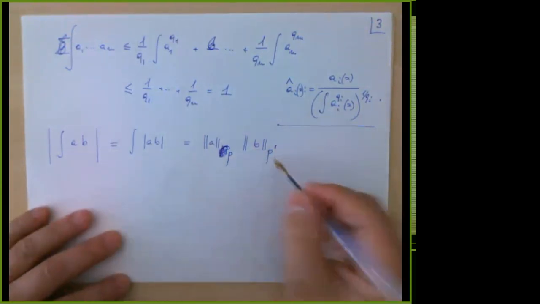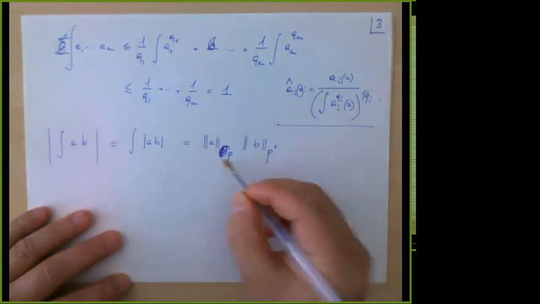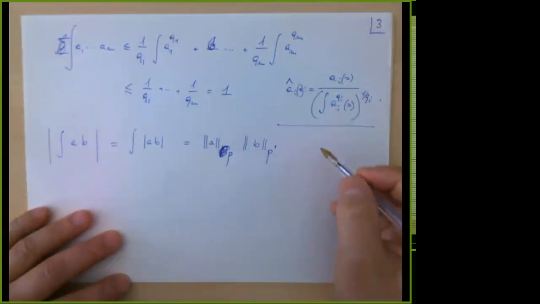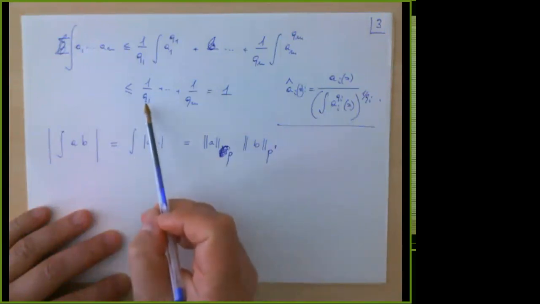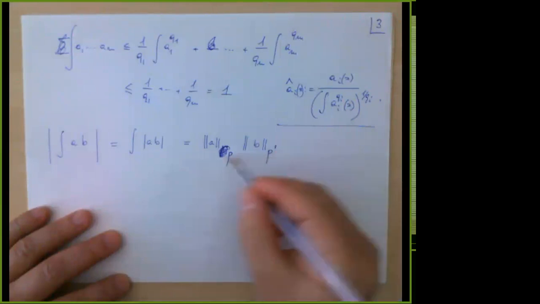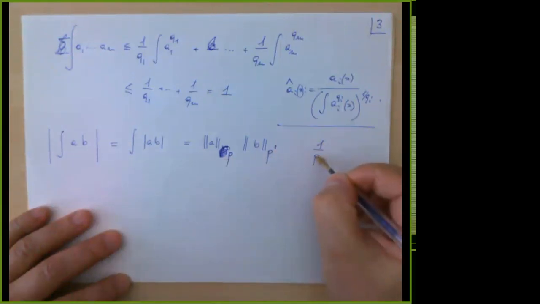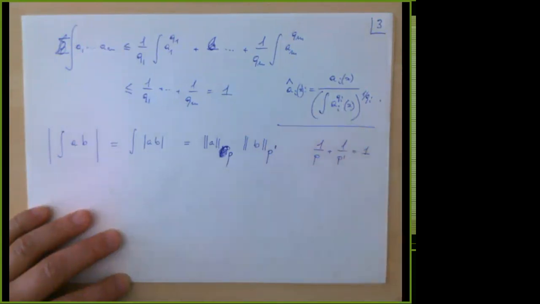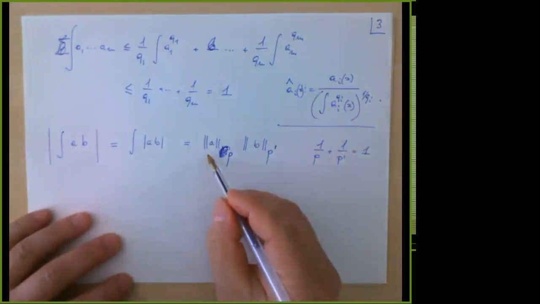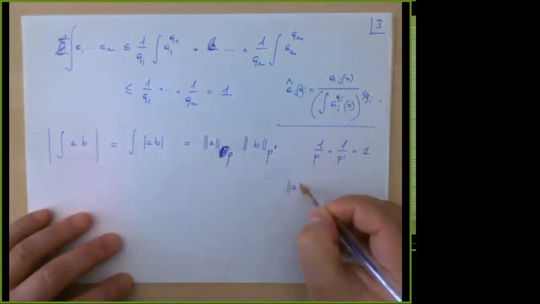So first, a little piece of notation is that whenever there are only two exponents involved in the Hölder's inequality, instead of writing P1, P2, people usually write P and P prime or P and Q, whatever. I prefer this because it keeps track of what it is. And of course, this is nothing else than asking that 1 over P plus 1 over P prime is equal to 1. And also, when A is a function, we use this notation.